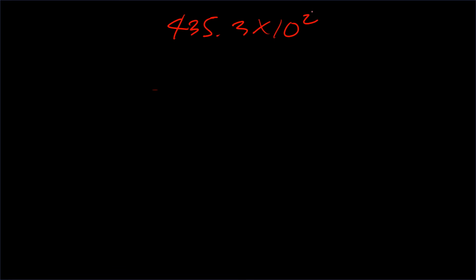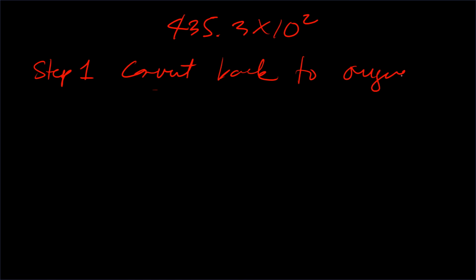Look at the exponent. It's positive 2. Therefore, from this decimal place, we move to the right side to convert it back to its original value. So step 1, when the way of expressing the scientific notation is wrong, is to convert it back to the original value.